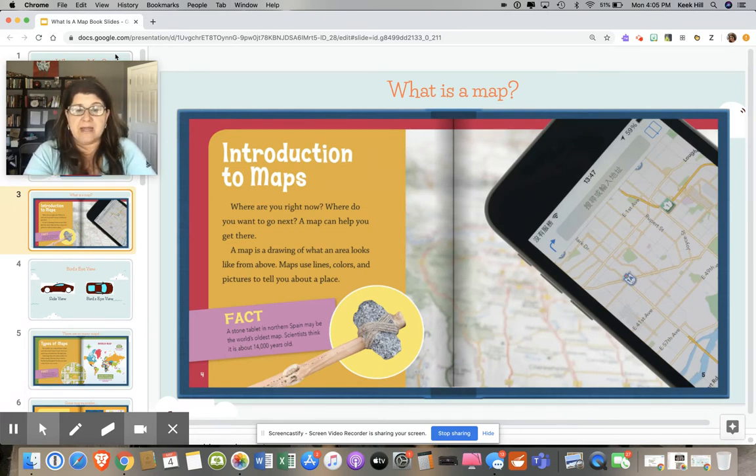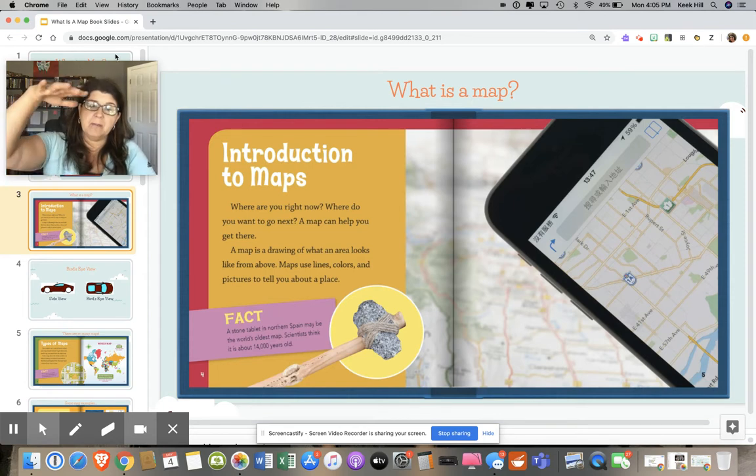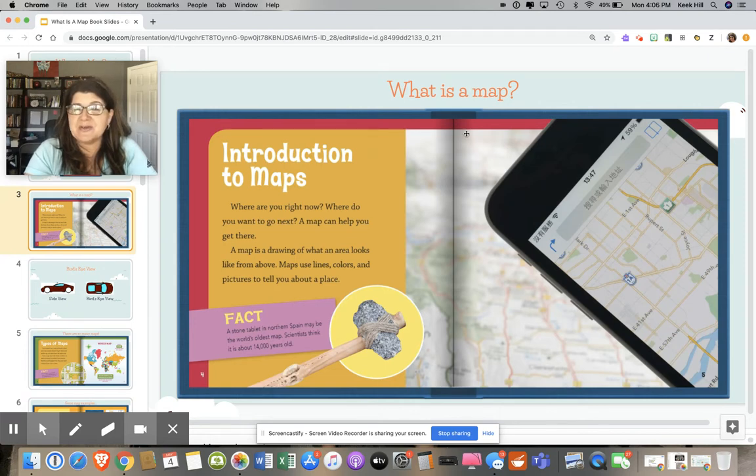Where are you right now? Where do you want to go next? A map can help you get there. A map is a drawing of what an area looks like from above. Maps use lines, colors, and pictures to tell you about a place. You probably noticed this right here, this cell phone with a map on it.